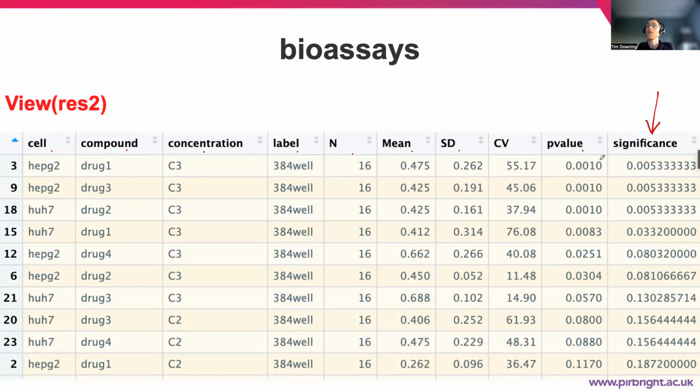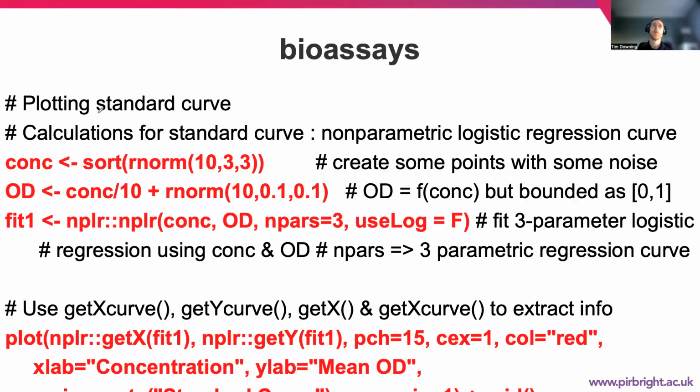And so what you can see is the original p-value, this was 0.001. The revised one is now 0.005. And you see here this one was originally 0.025. The revised one is 0.08. This one is 0.08 originally. Now it's 0.16. And what we can do as well with this package is plot a standard curve.